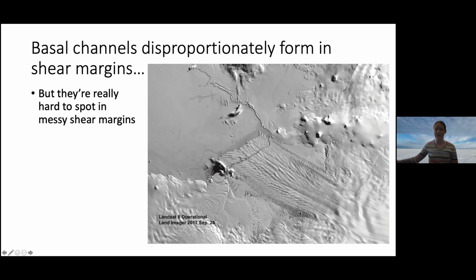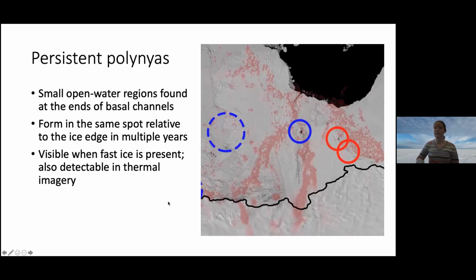But there is something else that can tell us whether there's a channel there without having to sort out those crazy shear margins. And that's these persistent polynyas that I mentioned. So a polynya is an open water area. And what we're defining in this case as a persistent polynya is a small area of open water that forms right at the end of an ice shelf, and it stays in the same spot relative to the ice shelf edge year after year. And these are something that we can see really well when there's fast ice, sea ice present, and we can also see them in thermal imagery as well, which is something we're working on.